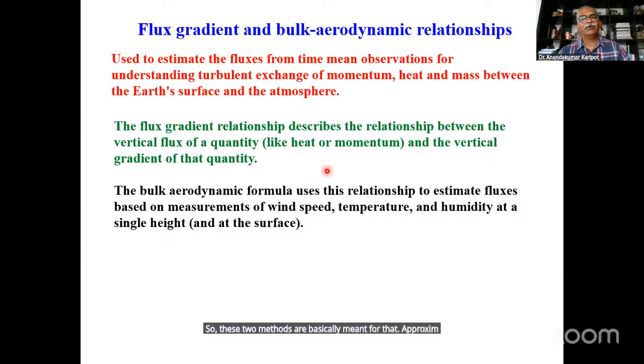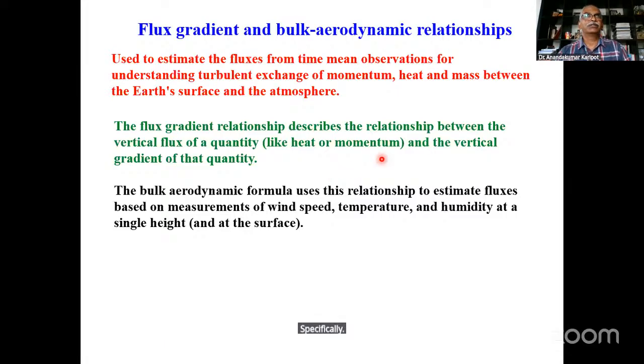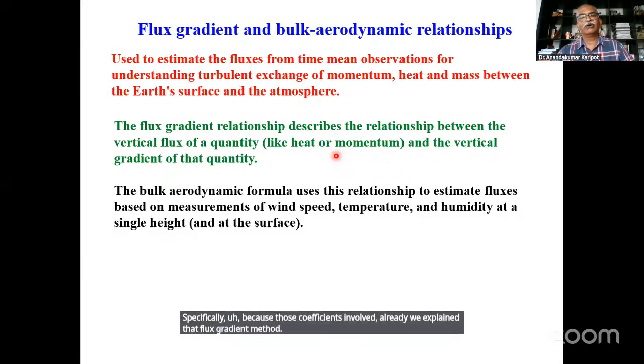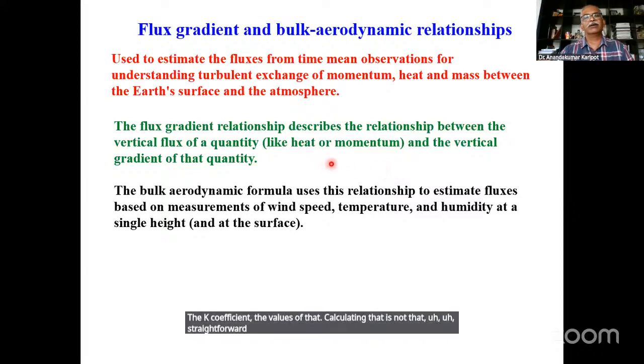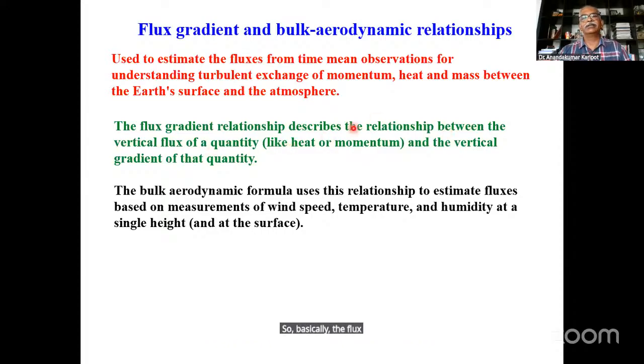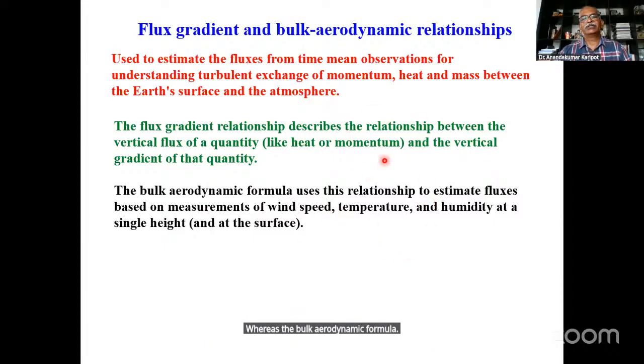Approximations are involved, so naturally there will be more errors, specifically because of those coefficients involved. Already we explained the flux gradient method, the K coefficient; calculating the values of that is not that straightforward. So there will be errors associated with that. Basically, the flux gradient relation relates the fluxes to their gradients, whereas the bulk aerodynamic formula relies on these flux gradient relations, but flux gradient requires the local gradients.